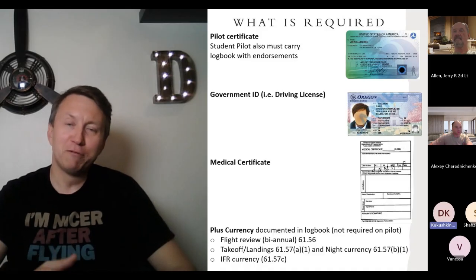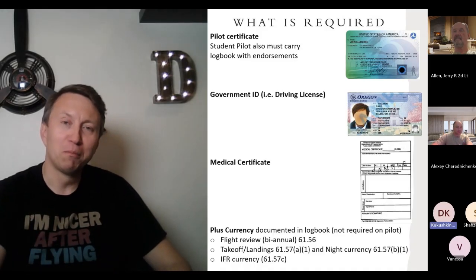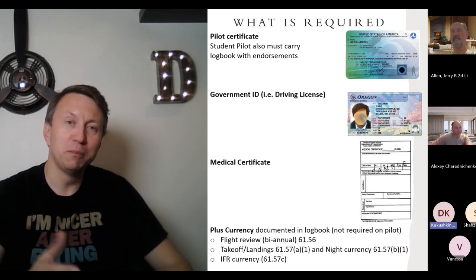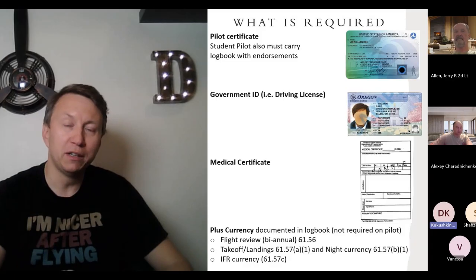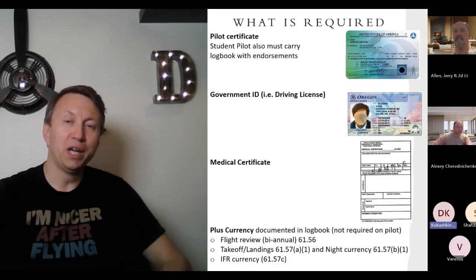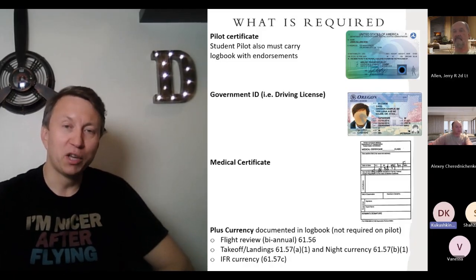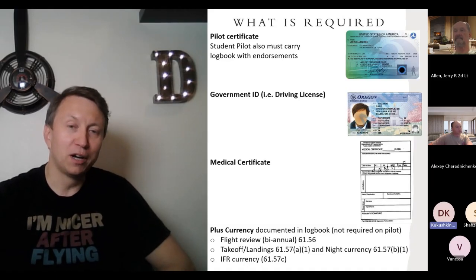Hey, Dave, so let's say you got your temporary instrument rating right now. What do you need to have on you when you fly? And the answer should be pretty simple. You have to have a pilot's certificate. You have to have government photo ID like driving license. You have to have medical certificate. And then that gets you into the currency question.